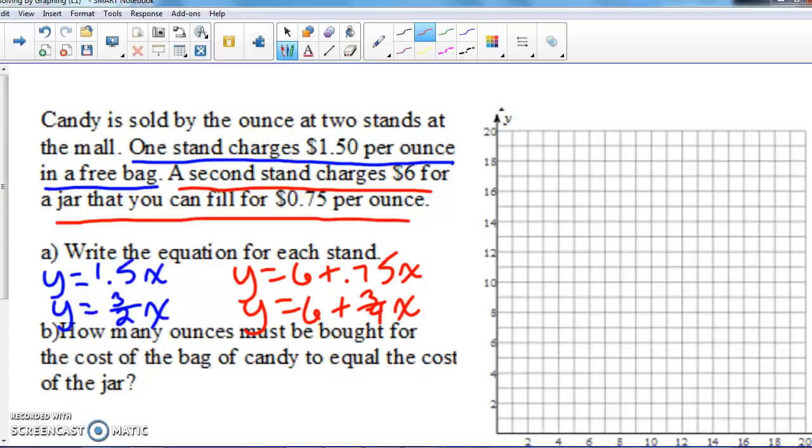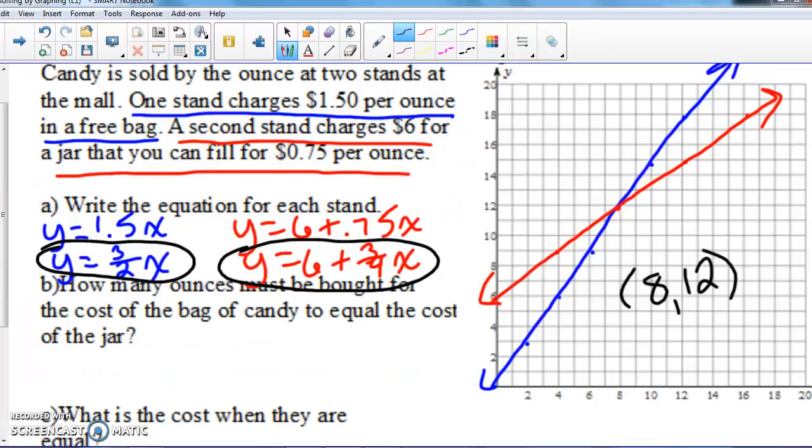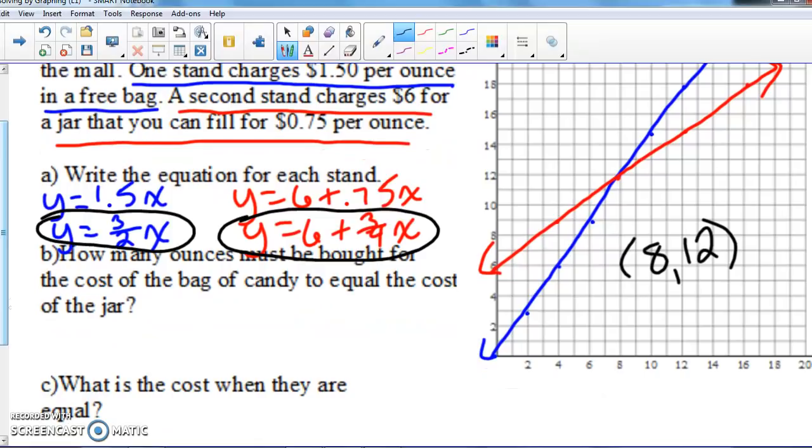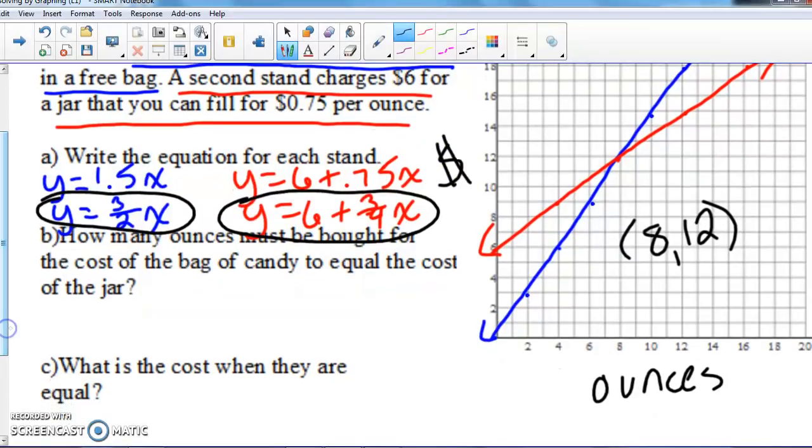So what I want to look at in graphing these, I want to graph this equation and this equation as my system. So again, let's go ahead, take a second, pause this, graph them, see how we end up. Okay, so hopefully we agree on the graph, and the solution is (8, 12). But to answer these two questions, you have to have some understanding of what the graph means. The x's on our graph were the ounces, and the y's on our graph were the price. So if our solution is (8, 12), that means how many ounces must be bought for the cost? That means 8 ounces.